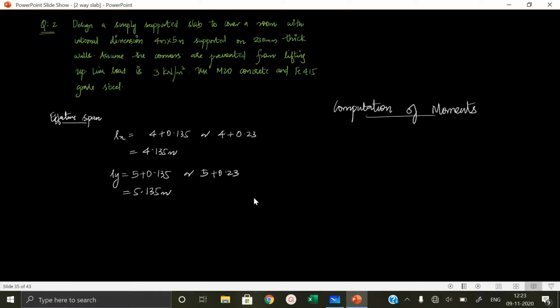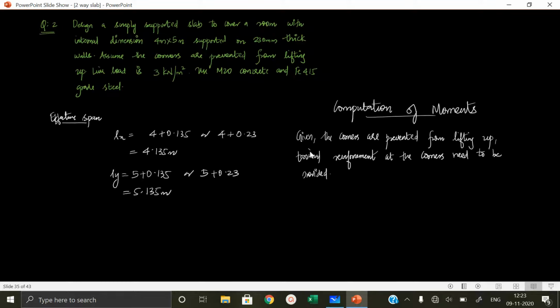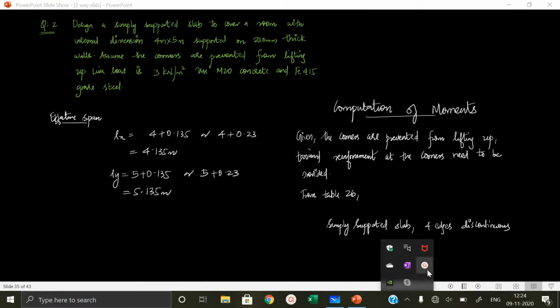Now the computation of the moments. Here is a change. That is, you have been given the corners are prevented from lifting up. So torsional reinforcement at the corners needs to be provided. So from table number 26, you will get the value for the moments, but before that you need to identify which type of panel it is. That is, I'll go to table number 26.